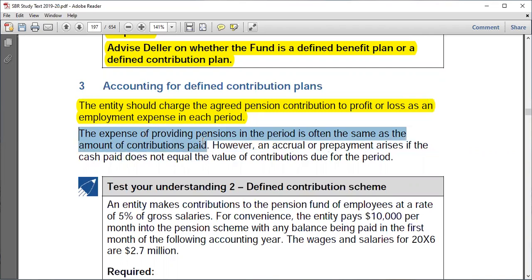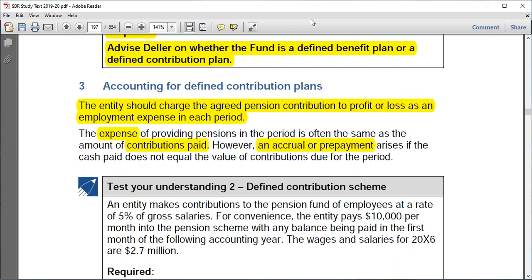Normally an expense should be the same as the amount paid, but maybe they could be different. Let's say you're paying 100,000, then the next time 150, the next time maybe 90,000. You have to take an average. Usually this expense should be exactly the same as the contribution that is paid, right? But it may be different. However, if they do differ, you obviously have to include an accrued expense or a prepaid expense, if the cash paid does not equal the value of the contribution due for the period.